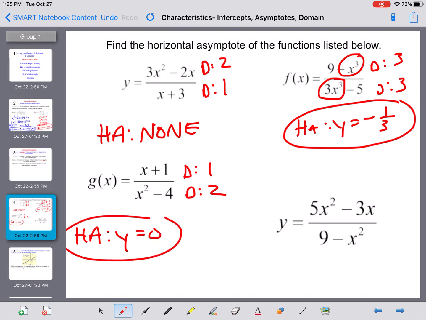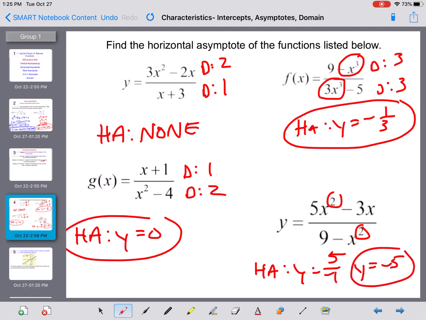The next one, we have x squared and x squared, so our degrees are the same. And so we would say leading coefficients for our horizontal asymptote would be y equals 5 over negative 1. So we could write that, or we could just say y equals negative 5. And that would be our horizontal asymptote.